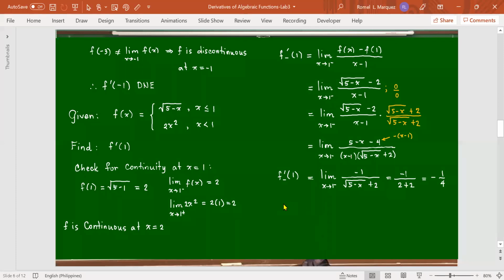What about from the right? The derivative of f from the right of 1. Limit. So this is what we are solving.